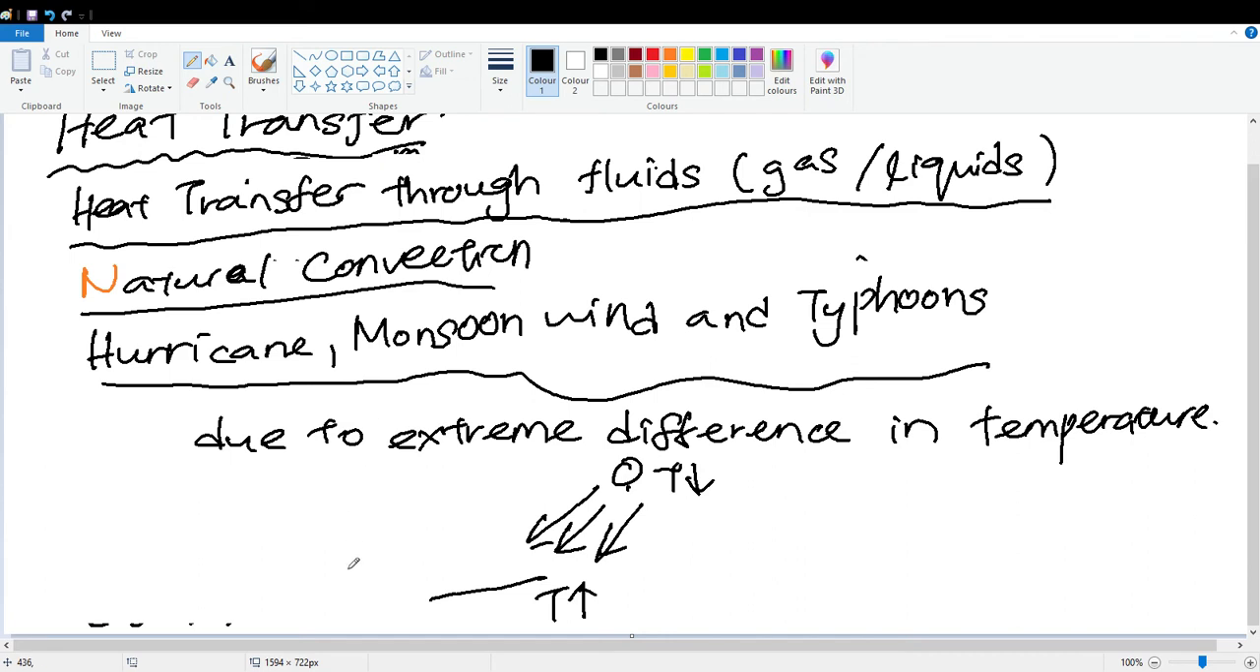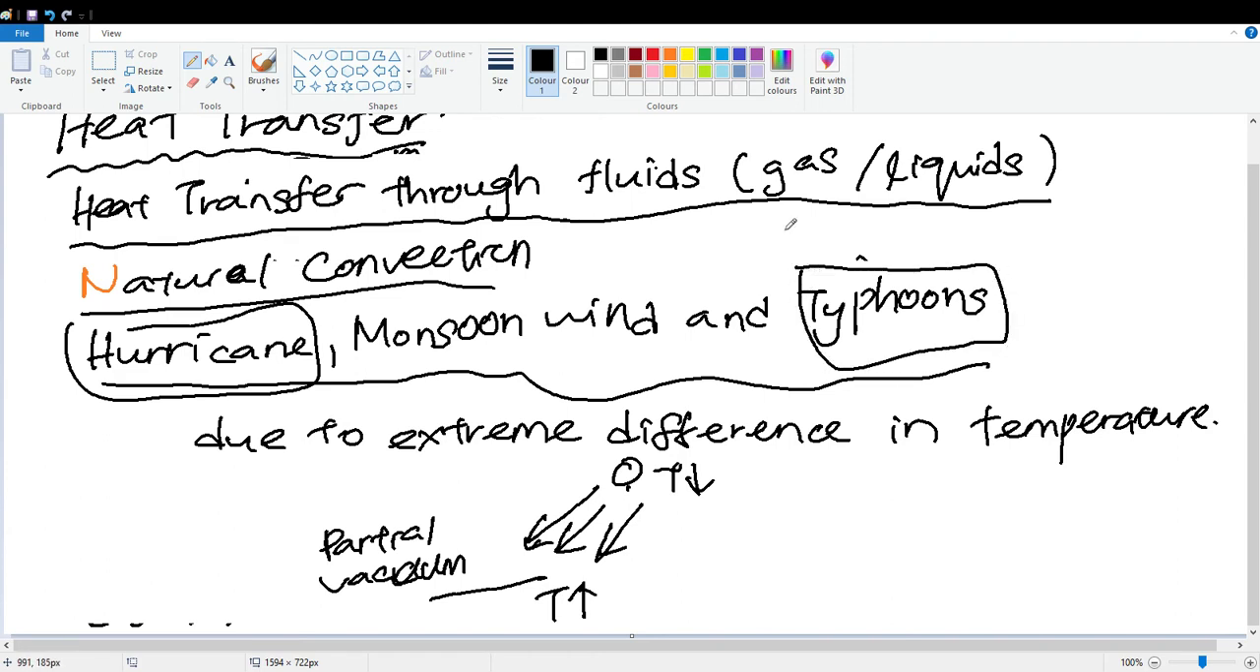So this is the partial vacuum. So partial vacuum is due to the expanding of the hot air from the ground to the sky, and this wind will eventually blow up the land. And if the temperature difference is extreme, this will cause the hurricane or typhoon. So this is the natural phenomenon, or should we say the natural convection process in our surroundings. Alright, so we have done for the natural convection.